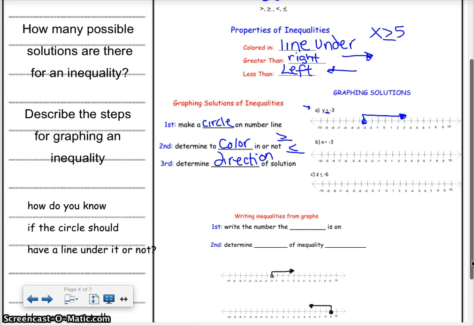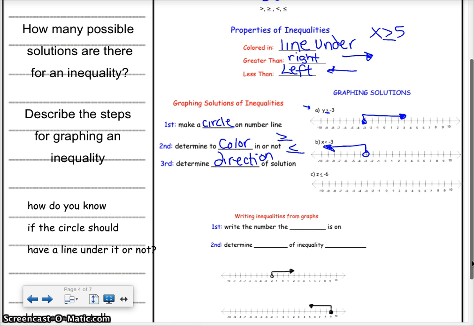X less than negative 3. Where do I put my circle? Negative 3. Do I color that circle in? No, because there's no bar. And do I go left or right? Left, because I'm less than. Less than means left, yeah? So I would go left with my number line.